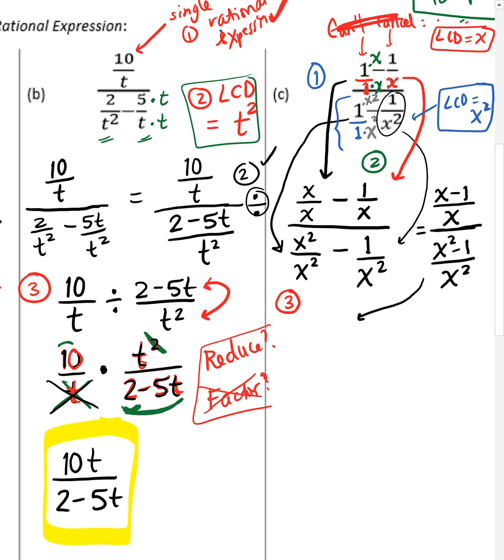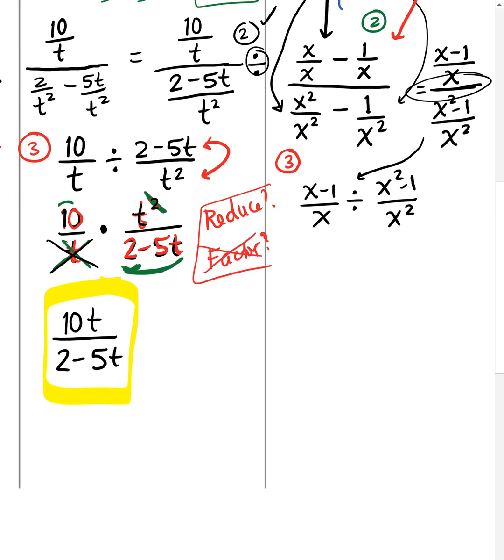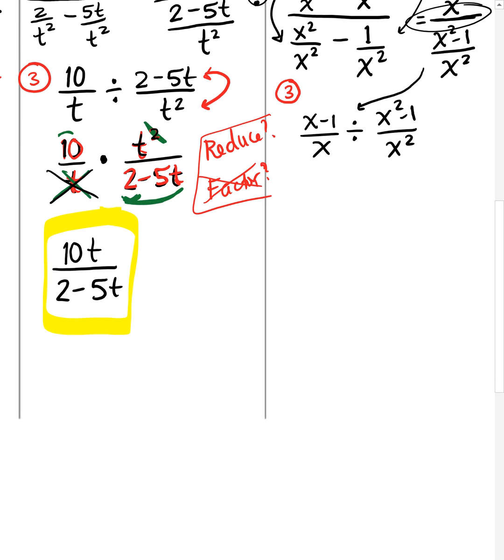So I'm going to rewrite this guy. The big numerator is x minus 1 over x. And we're dividing by, think of the big fraction bar as a division sign. And then the denominator there was x squared minus 1 over x squared. There we go. Alright, at this point I always feel like I'm kind of home free. Because it's kind of familiar territory at this point. This is something we learned a couple sections back, so I'm not as nervous as I would be otherwise.